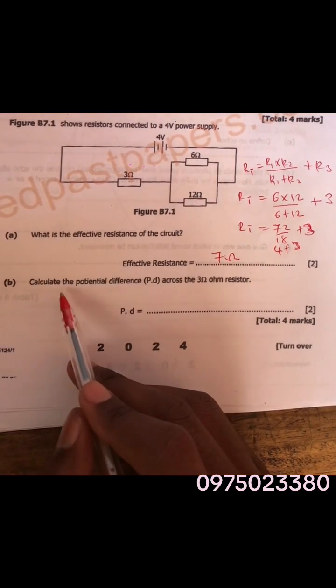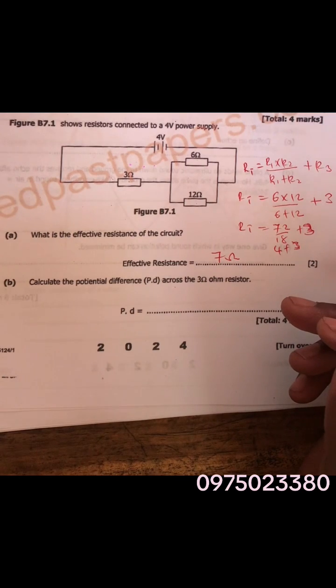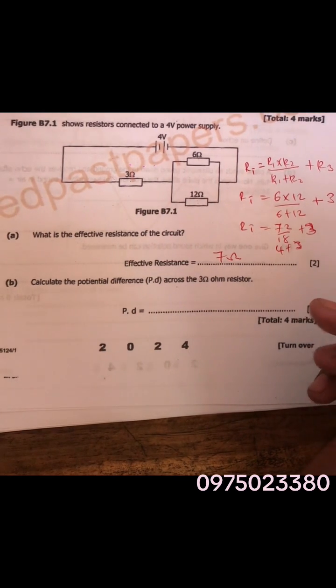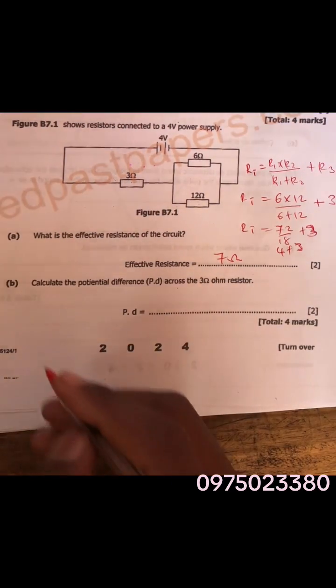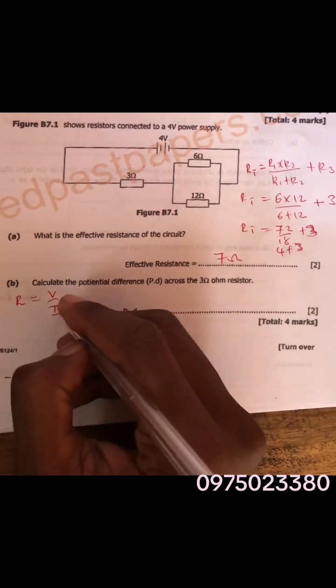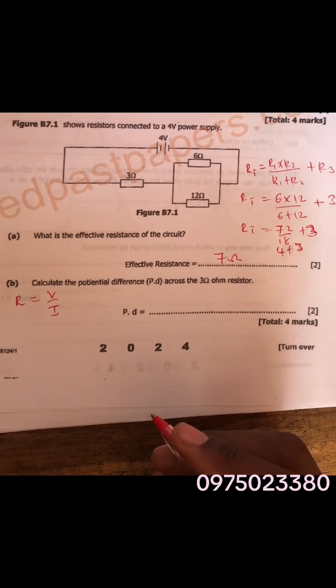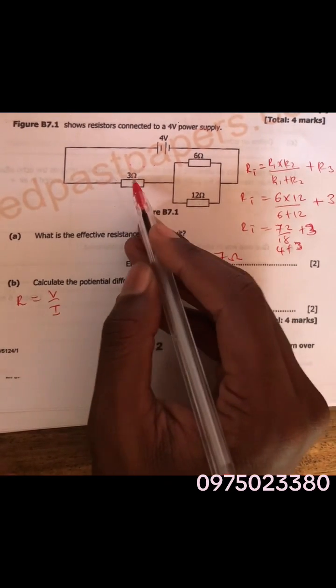Question B is asking us to calculate the potential difference across the 3 ohms resistor. So the potential difference is actually voltage. If you are a serious grade 12 that is writing next month, you must know by now that from Ohm's law, resistance equals voltage over current. We have this formula here. So they want us to calculate the voltage across this 3 ohms resistor.